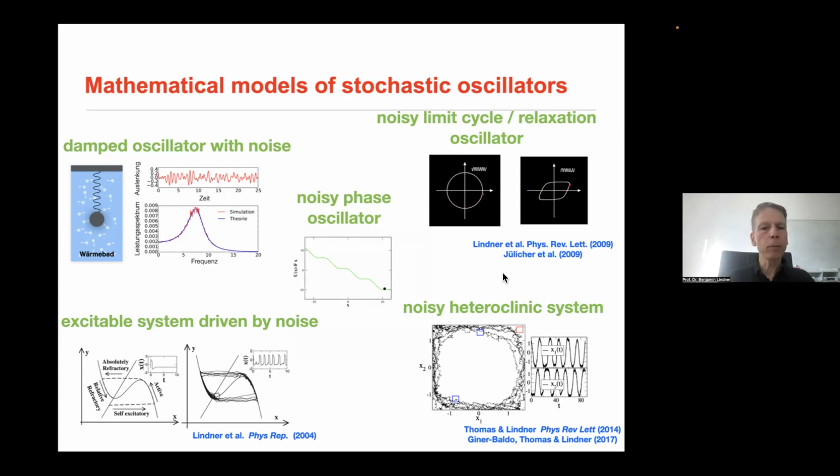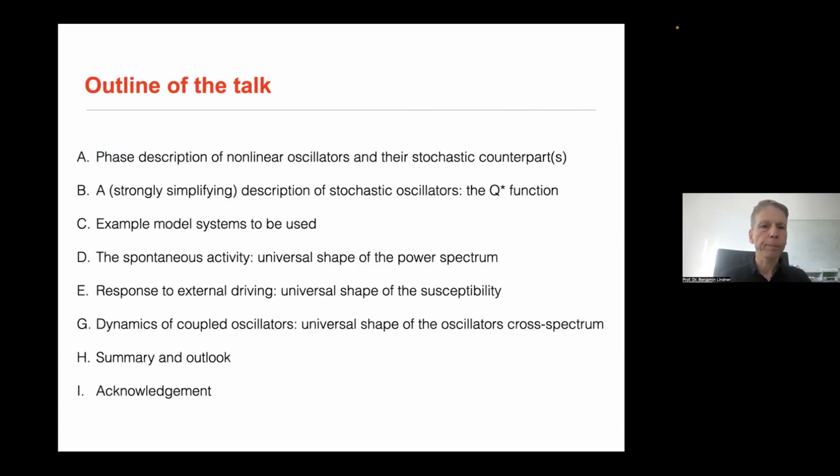And to this end, we would like to have a simplified description that is comparable to the phase description that people have used for deterministic oscillators, for instance, to describe synchronization effects in weakly coupled networks of deterministic oscillators. So here, now the stage is set, hopefully, and you know what the problem is.